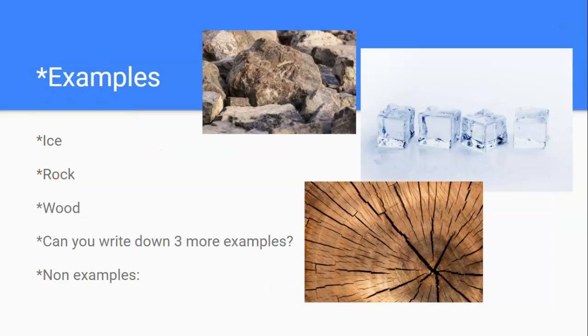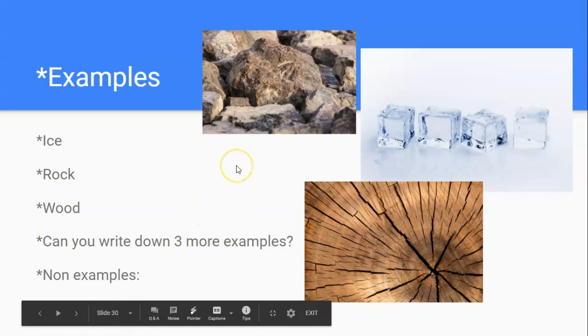Okay, what are some examples of a solid? Well, things like ice or rocks or wood are all solids, right? Their shape does not change if we put them in a container. Their volume does not change. They don't get bigger or smaller if I put them in a container. Can you go ahead and pause the video and write down 3 more examples of solids?